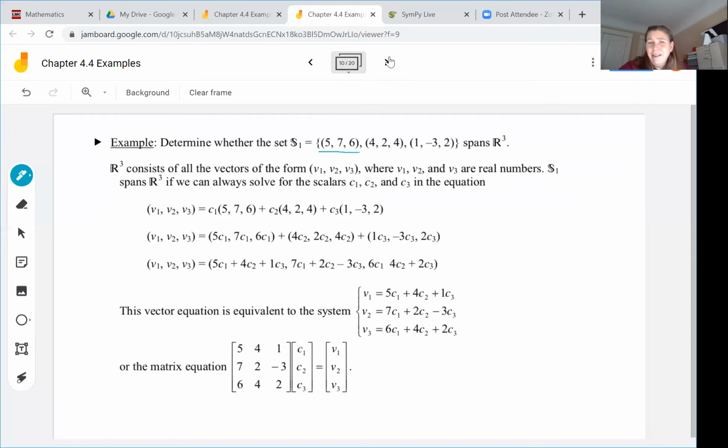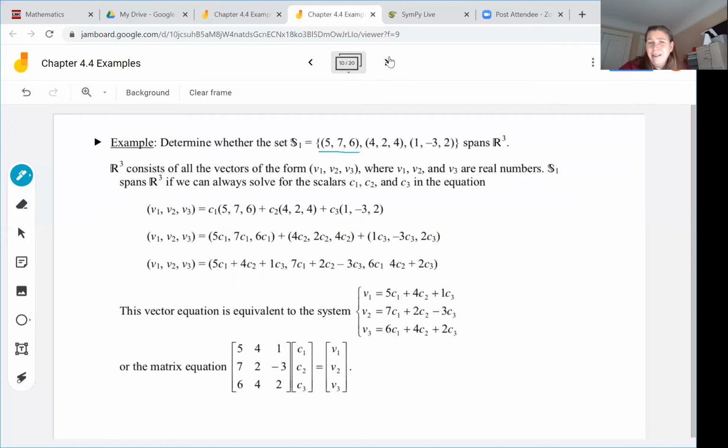So S1, we are going to be able to say spans R3 if we can always solve for the scalars c1, c2, and c3 in this equation. Any vector equals some constant c1 times this vector (5, 7, 6), plus some constant c2 times this vector (4, 2, 4), plus some constant c3 times this vector (1, -3, 2). All right, so let's distribute the constants through.